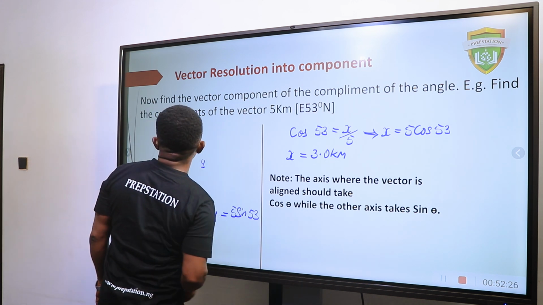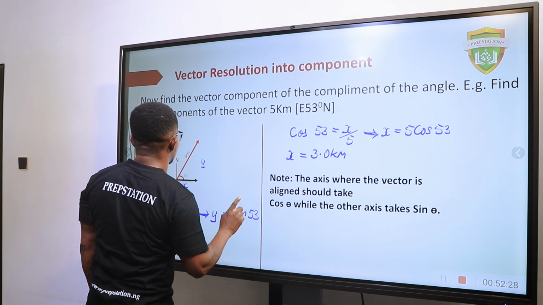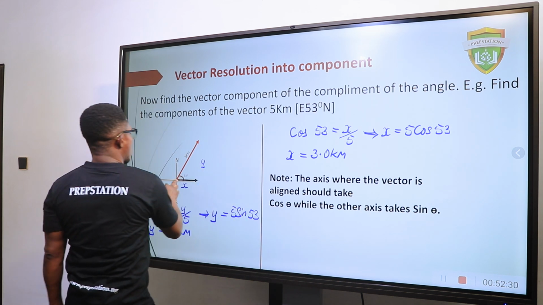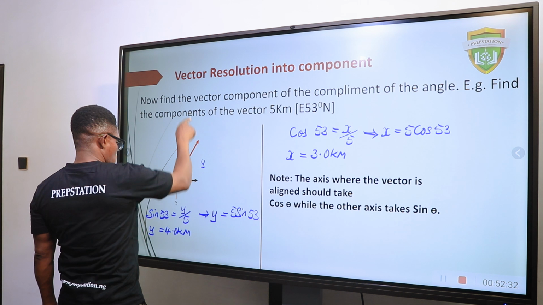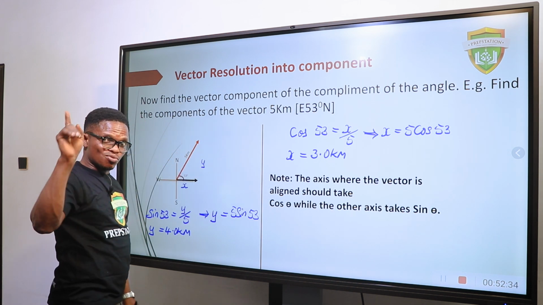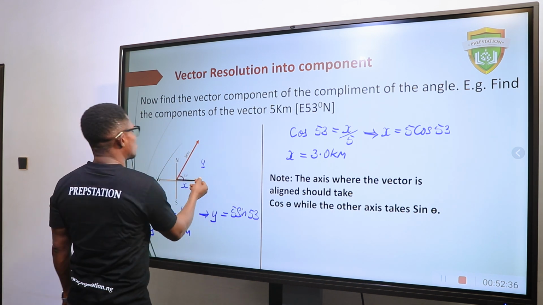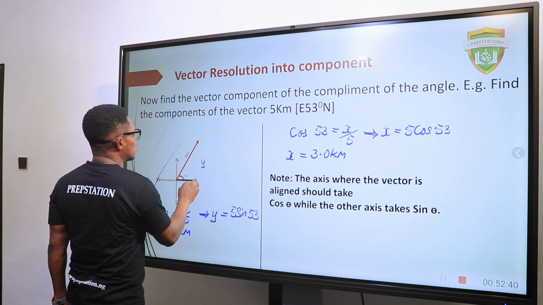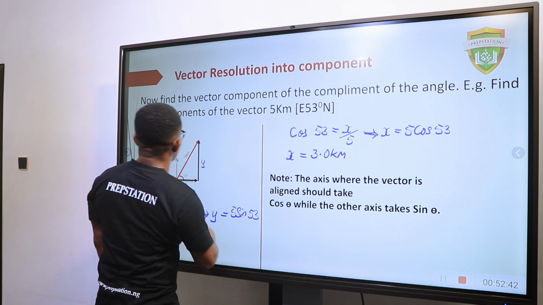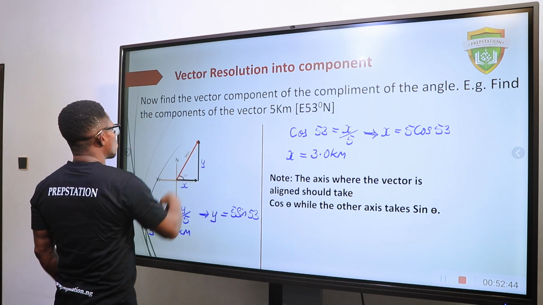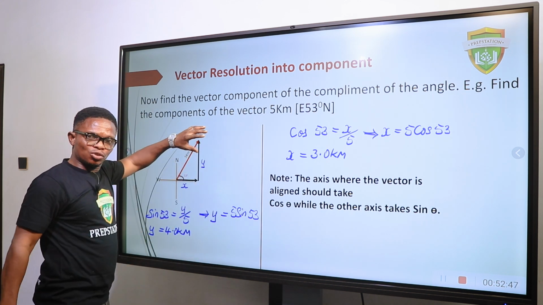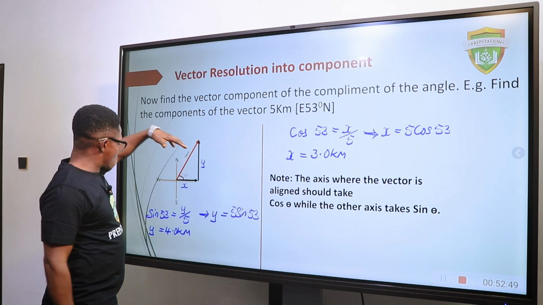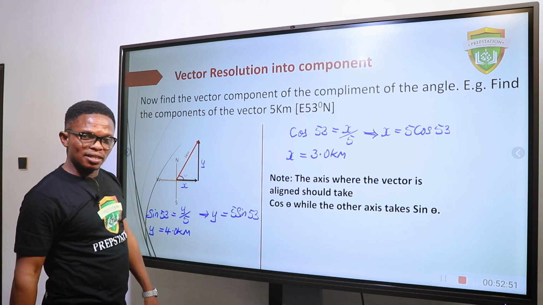So how do you break this down into components? The same method: east. So we have east followed by what? North. Remember the tip to tail method. The second vector must start from where the tip of the other vector ends. So that is what you have here now. With this, I have a right angle triangle, so it's now left for me to find the components.